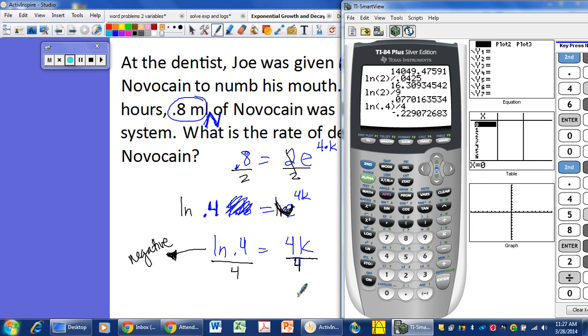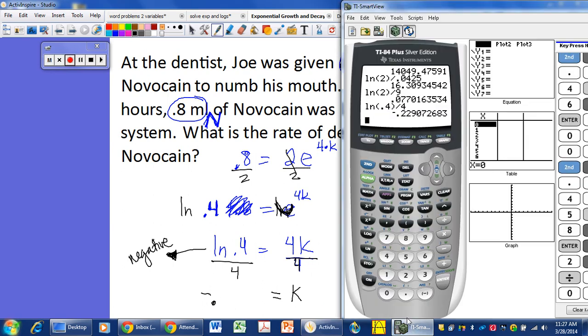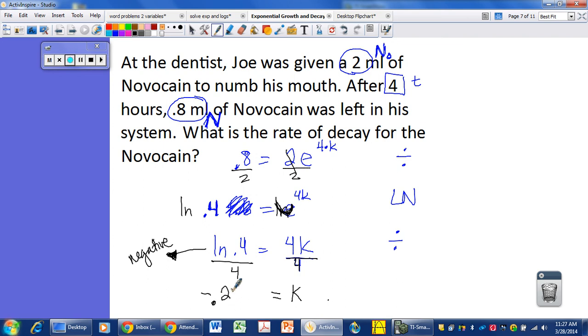0.22907. So because this is not money, I'm not worried about it, so I have negative 0.22907. So we'll round up to 0.2291. So basically 23% is gone after 4 hours. So there's your rate. Negative 0.2291, what we should expect because it's decay. Okay, let's see what else we have here.